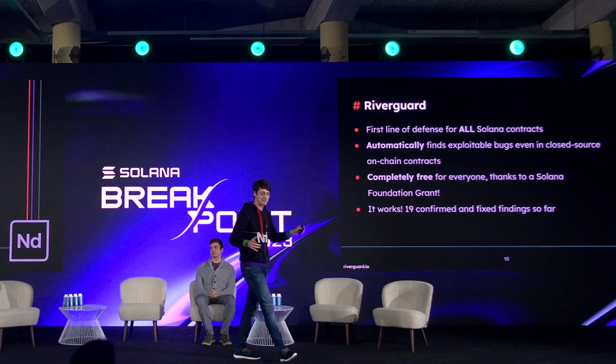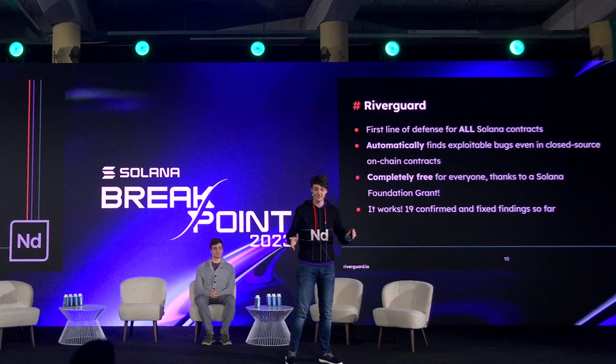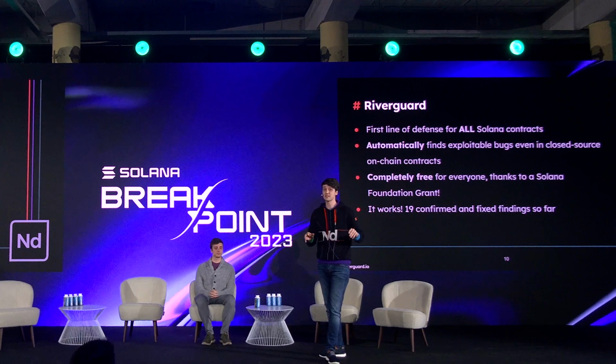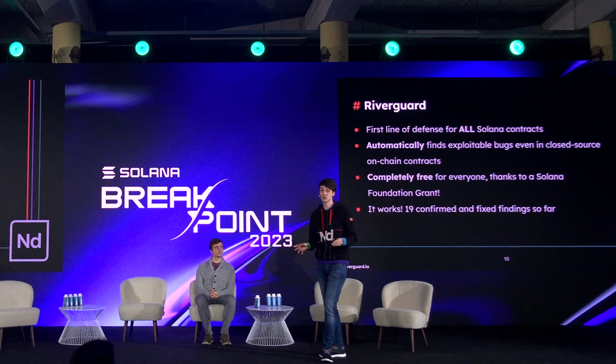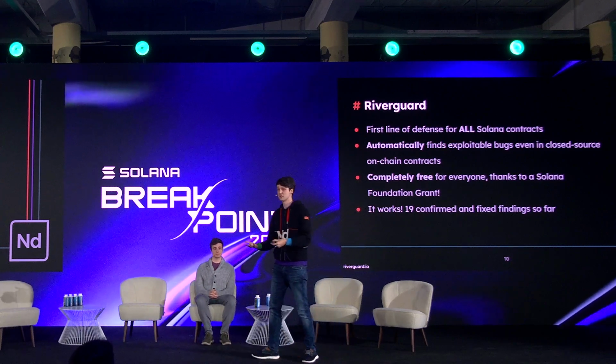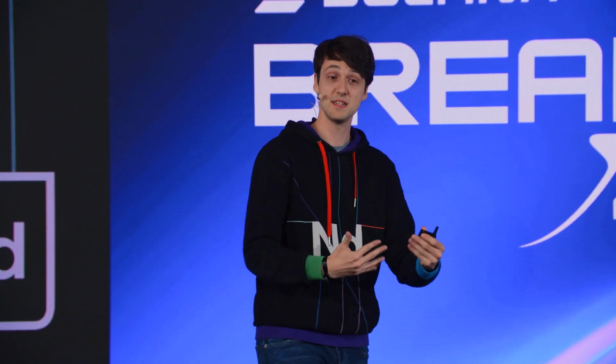So that's where we built Riverguard. Riverguard is really intended to be the first line of defense for all Solana contracts. It will automatically find exploitable bugs even in closed source contracts, because we don't use source at all. We look at these transactions on chain, we mutate them, and we find exploitable things. And we can actually even see what's happening in our tooling.